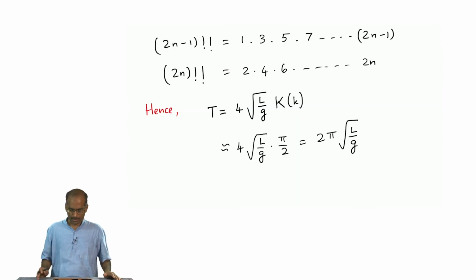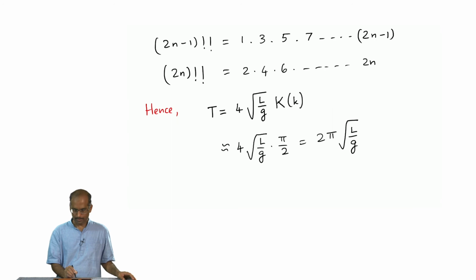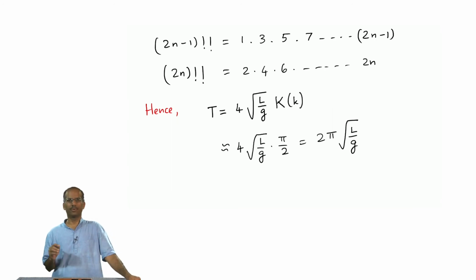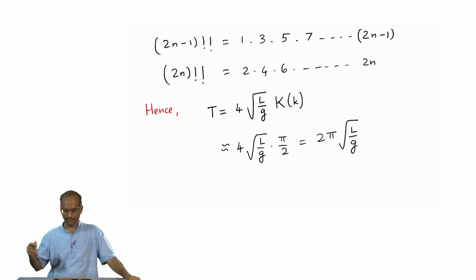So, this is what a double factorial notation means. In general, if you see something like 2n minus 1 double factorial, where n itself is an integer, whatever n be, 2n minus 1 is always going to be an odd integer. So, it basically means the following: 2n minus 1 double factorial is equal to 1 into 3 into 5 into 7 and so on until 2n minus 1. So, it is actually a product of all the odd numbers until 2n minus 1.